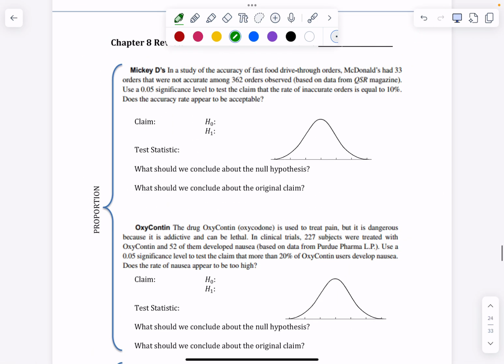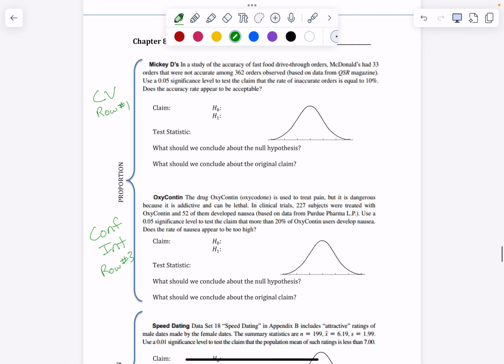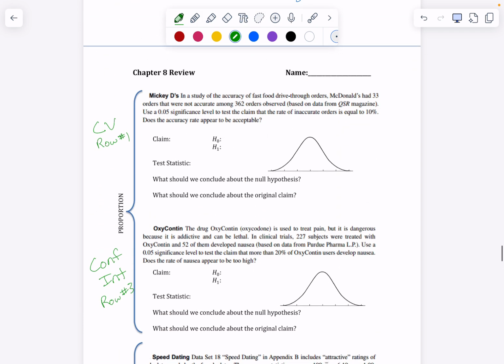We have 2 problems for proportion. I want you to do the top one, the Mickey D's. That's going to be a critical value, so that will be row 1. Then I want this confidence interval style, which is row 3. Critical value, row 1. Confidence interval, row 3, because we've already done a p-value up above, right? That's what proportion will look like, just because I want you to practice those. What does row 1 mean? On the yellow sheet.